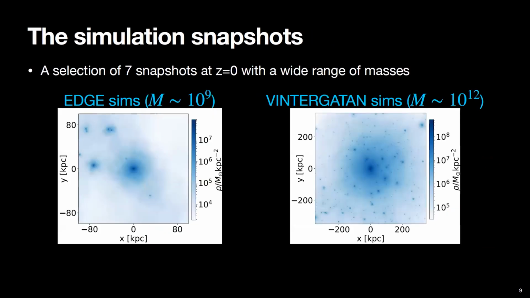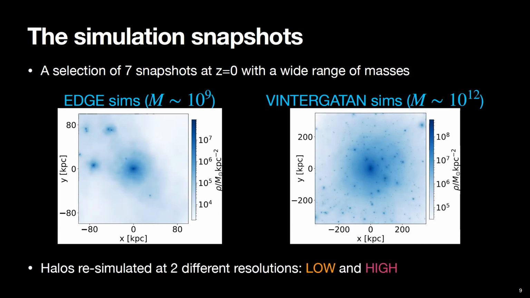We applied this method to a selection of 7 snapshots, which come from different simulations with a wide range of masses, going from 10^9 solar masses to 10^12 solar masses. Another thing we did is resimulate each of our simulations at both a low and a high resolution. The reason is that we want to apply our method to the low resolution version of the snapshot and see how it compares to the traditional binned versions of the density profiles for both the low and the high resolution simulations.